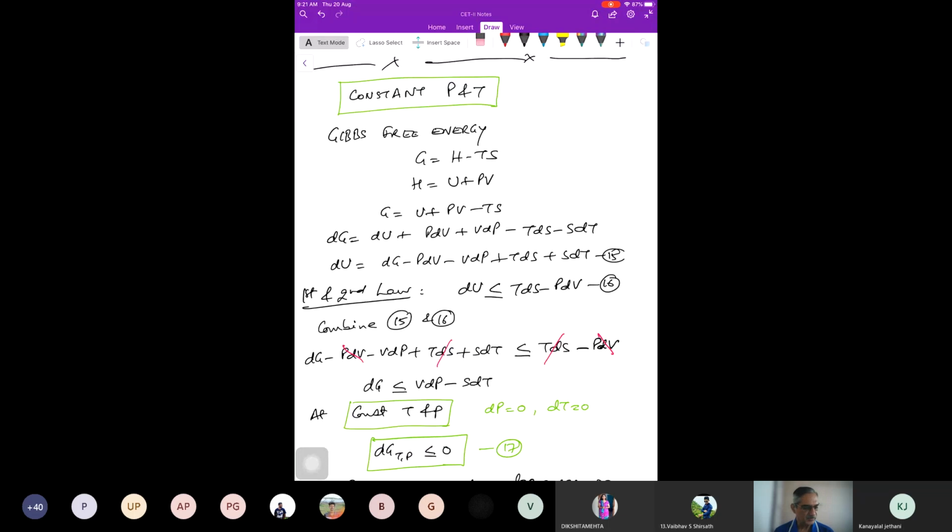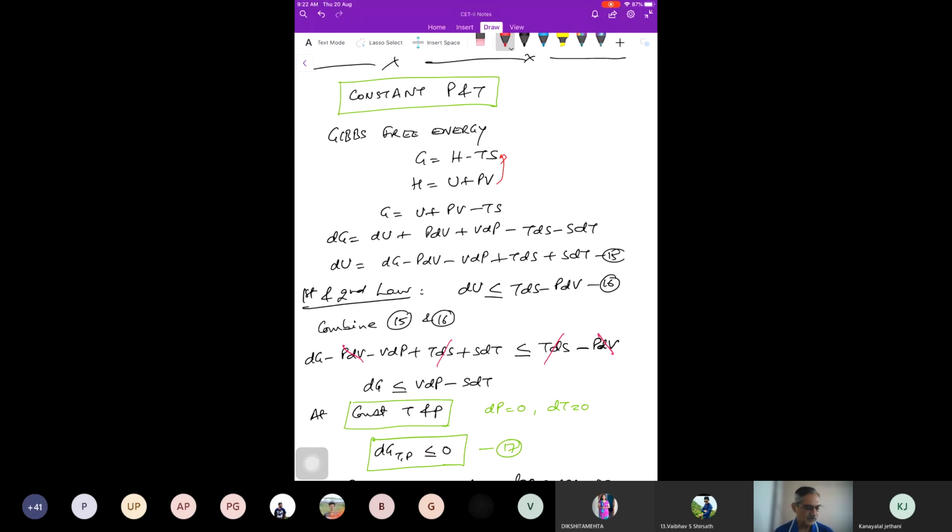So we start with Gibbs free energy. G is equal to H minus TS. And we know that H is equal to U plus PV. So if you substitute in this, what we'll get is G is equal to U plus PV minus TS. Then we take a total derivative. You'll get dG equal to dU plus PdV plus VdP minus TdS minus SdT. So if you bring it on the other side, dU is equal to dG minus PdV minus VdP plus TdS plus SdT. And we know that equation for first and second law is dU is less than or equal to TdS minus PdV.